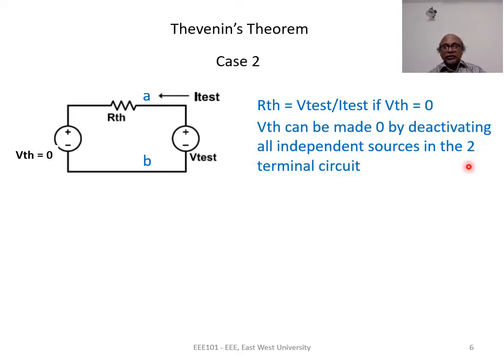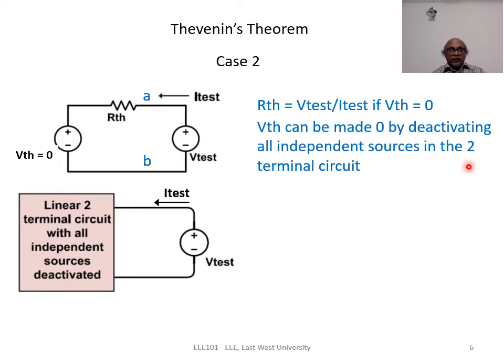So this is what is stated here. VTH can be made 0 by deactivating all independent sources in the two-terminal circuit. So this step is similar to the first step of case 1. Okay. So we have two possible ways to apply case 2. In the first way, we have the linear two-terminal circuit with all independent sources deactivated. Between node A and node B, we apply a test voltage source whose voltage VTest is known.